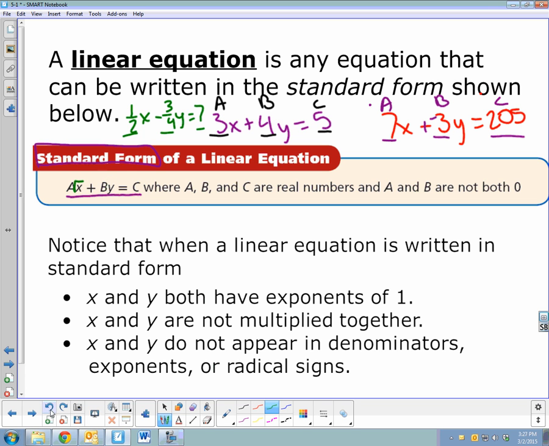Those are called radical signs. And so no radical signs, no square roots, no exponents. X and y are not in the denominator. They're not multiplied together. And there are no exponents. Okay, let's look at some examples.